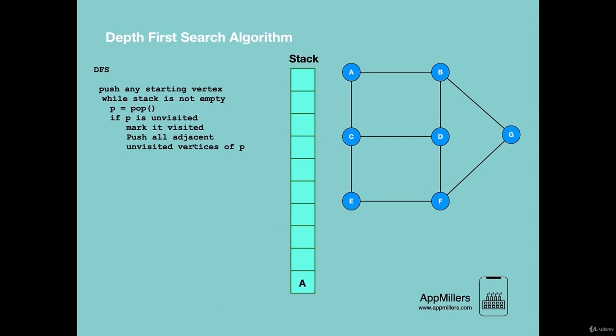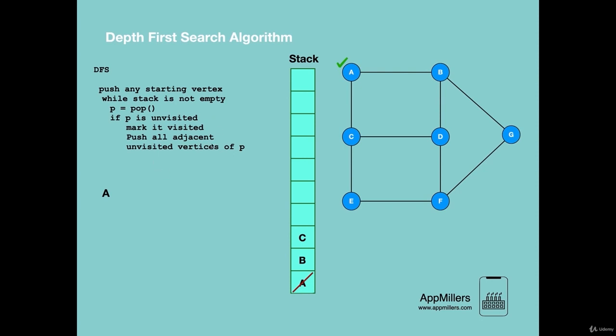Now in the next step, we are popping an element from this stack. So we know that when we pop the element from the stack, it brings us the last element from the stack. Now in this case, we have only one element, so it will pop out A from here. Then we are checking if A is visited or not. So we see that A is not visited, so we will mark it as visited. This sign shows that this is visited. Then we will push all adjacent unvisited vertices of A to this stack over here. Now here we see that A has two adjacent vertices and both of them are unvisited. So we will push these vertices to this stack over here.